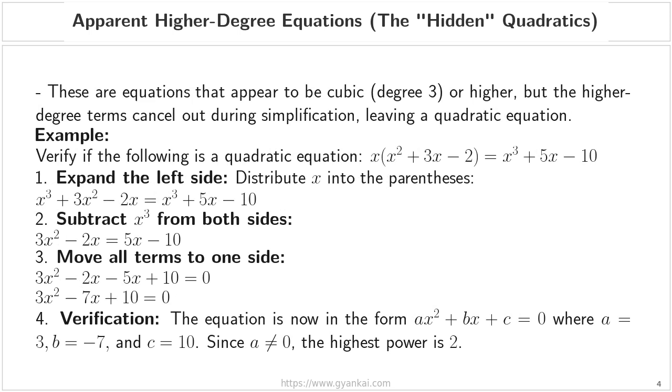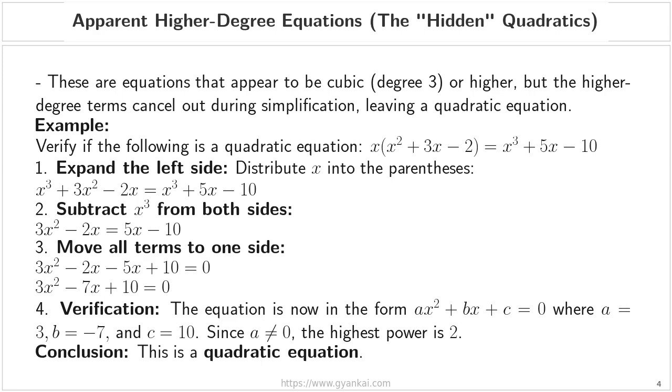Step 4. Final degree check. Now let's look at our result. The equation is now in the standard form, ax squared plus bx plus c equals 0, where a equals 3, b equals negative 7, and c equals 10. Because our coefficient a is not 0, and the highest power of x is exactly 2, we have reached our conclusion. Despite how it looked initially, this is, in fact, a quadratic equation. As we move into the next slide, keep this in mind. Never let a high power like x cubed scare you away before you've finished your simplification.